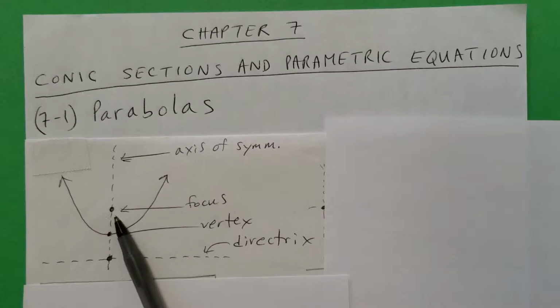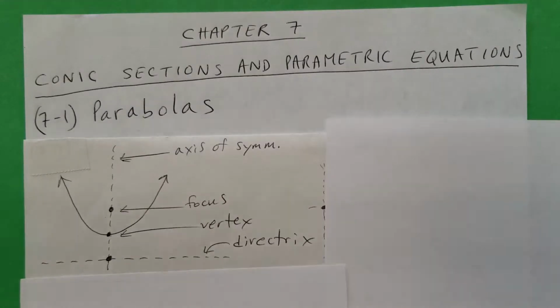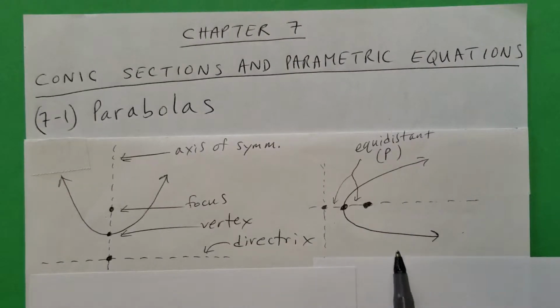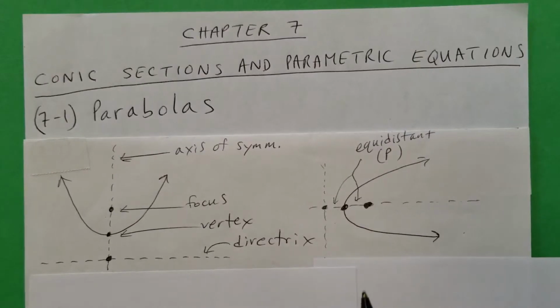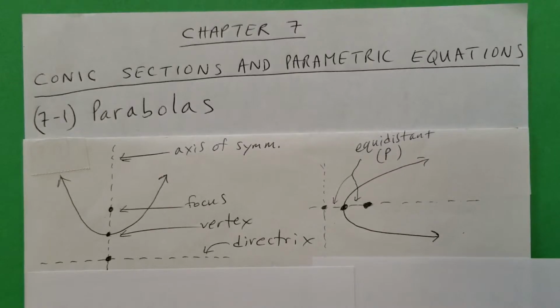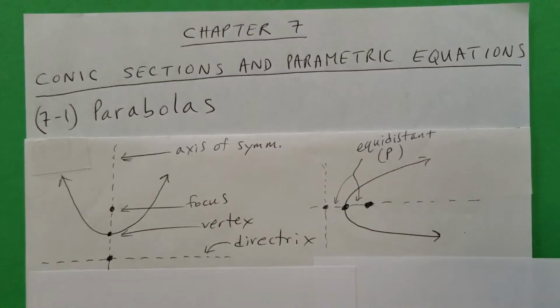Now, the directrix is equal distance from the vertex as the focus is. So this distance and this distance are equal. I was going to write it here, but let me put it in the other diagram, because I also have to say that your parabola can be sideways. Depending on the equation, it could come out sideways. So here's where I tell you that this distance is equidistant. They're equal. We refer to that as the p-value, the p number, which will be in the equation. I'll show you in a second. So these are the parts of the parabola.